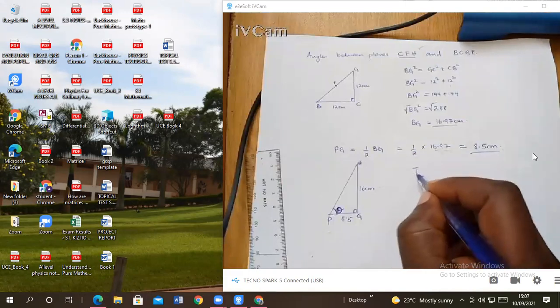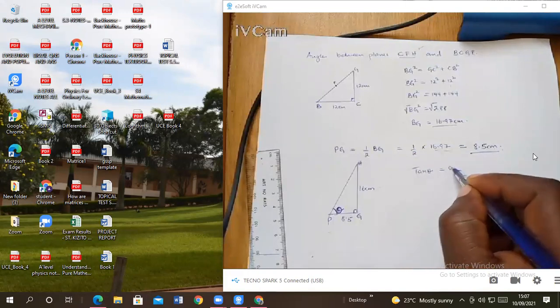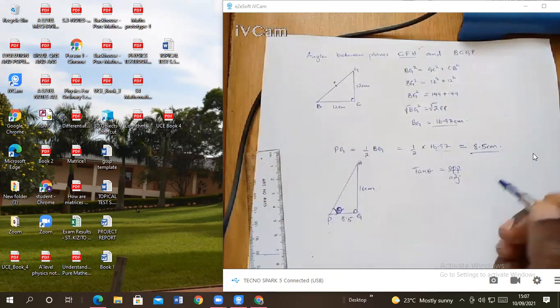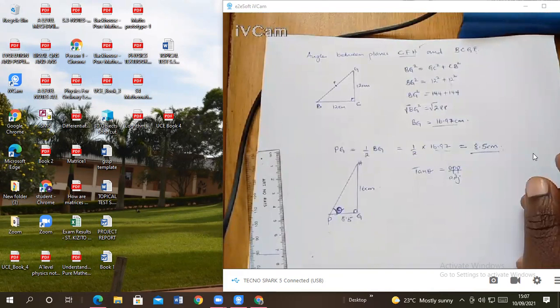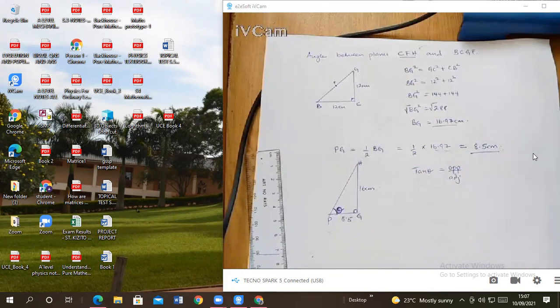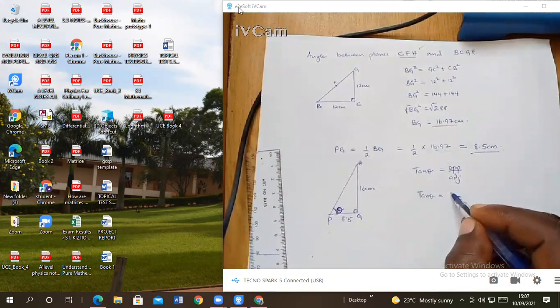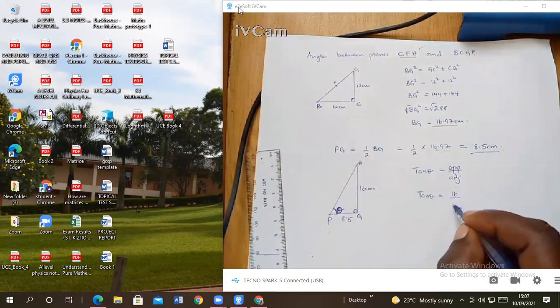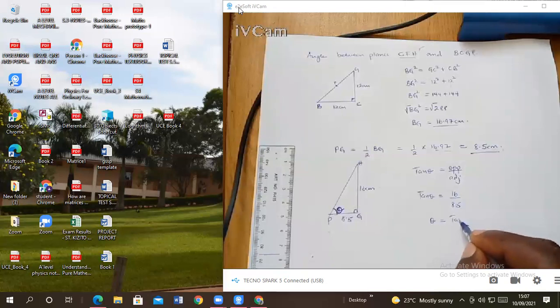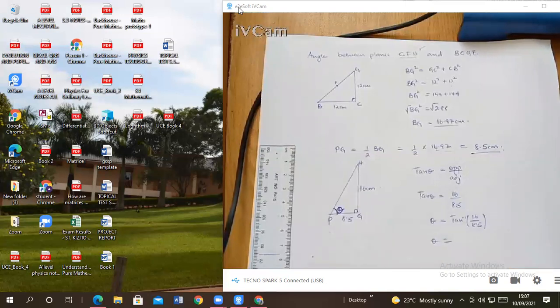And there we use tan theta, and we say it is opposite over adjacent. So tan theta will be equal to opposite, which is 16, over the adjacent, which is what? 8.5. So theta is equal to tan inverse of 16 over 8.5. And theta will be equal to. Cynthia, what's the answer?